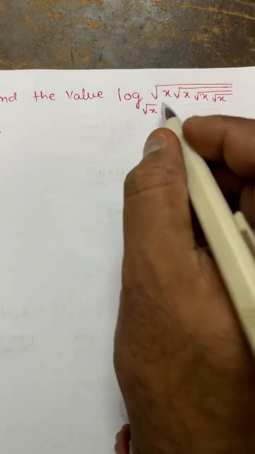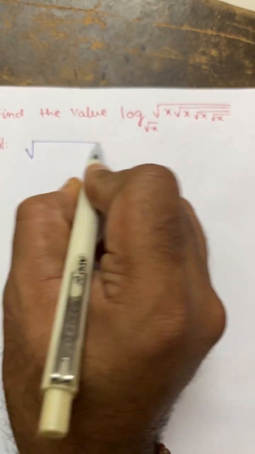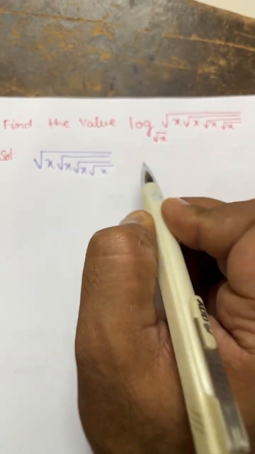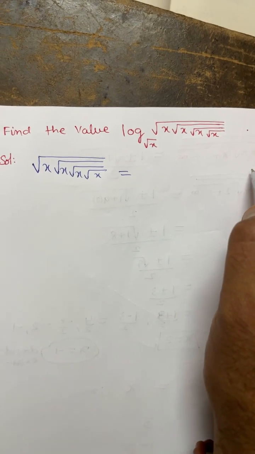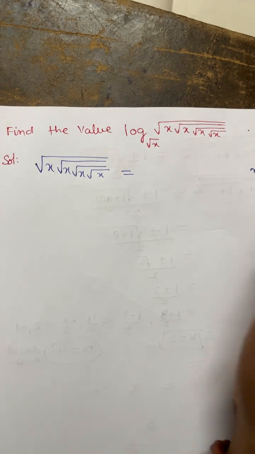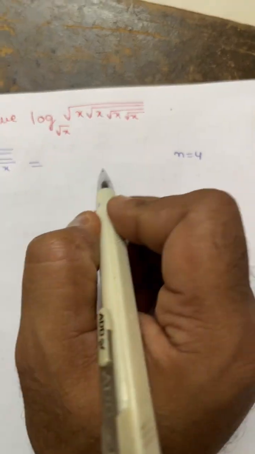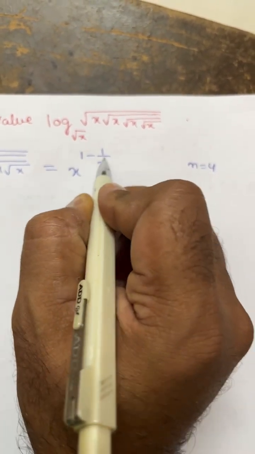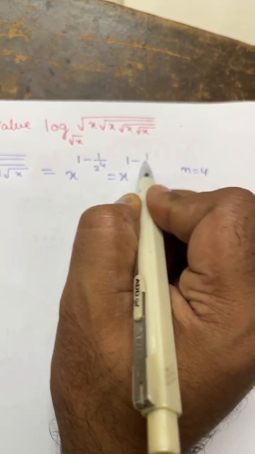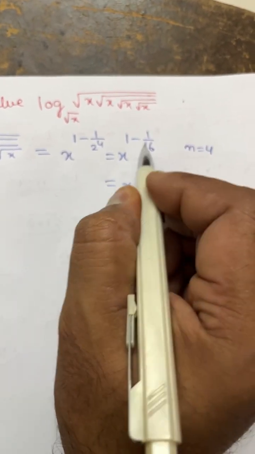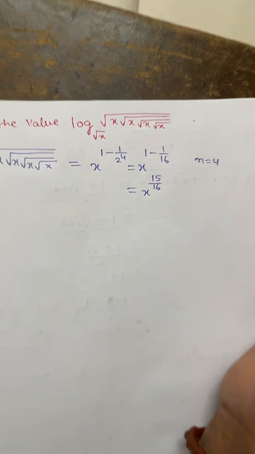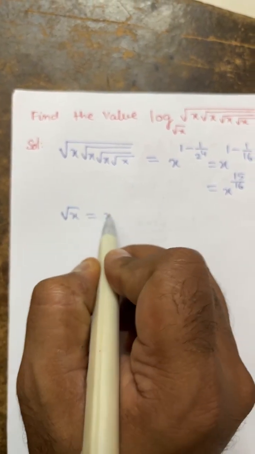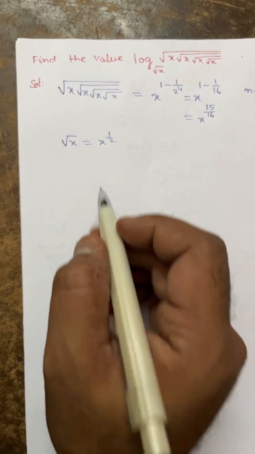First we need to simplify this. Root x into root x, root x into root x. So x, how many times is it repeating? 4 times. So n is equal to 4. So this can be done as x power 1 minus 1 by 2 power n. N is equal to 4, 2 power 4. So x power 1 minus 1 by 16, x power 15 by 16. Root x, here the base is there now. Root x can be written as x power 1 by 2. Now come to the question.